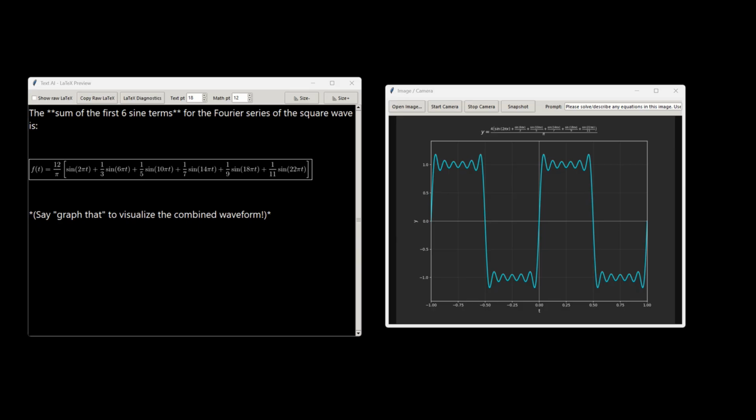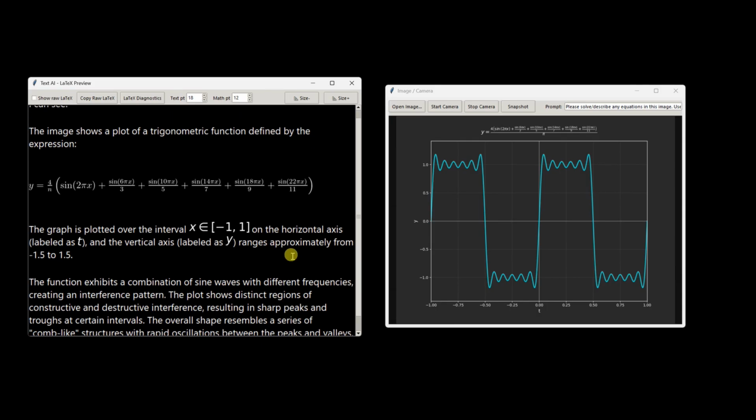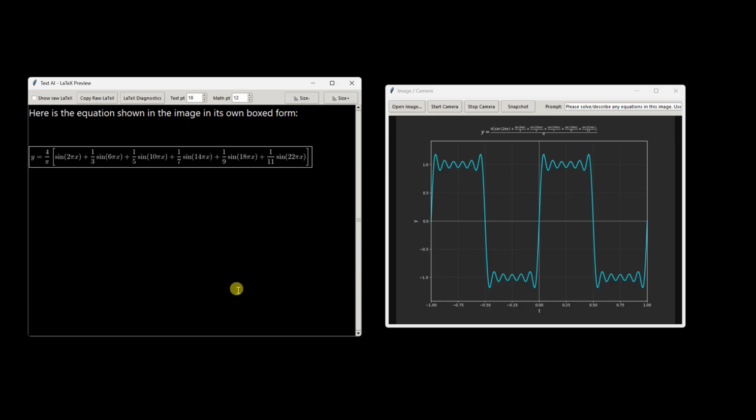Describe the image. I can see the image shows a plot of a trigonometric function defined by the expression y equals 4 over pi times sine 2 pi x plus sine 6 pi x over 3 plus sine 10 pi x over 5 plus sine 14 pi x over 7. Show the equation on its own. Here is the equation shown in the image in its own boxed form.